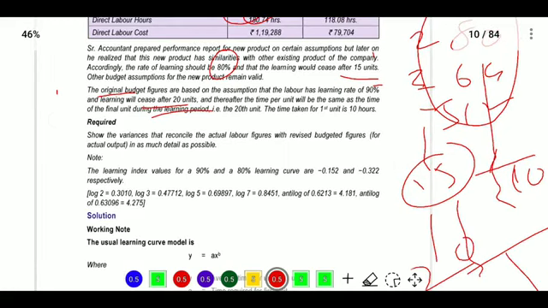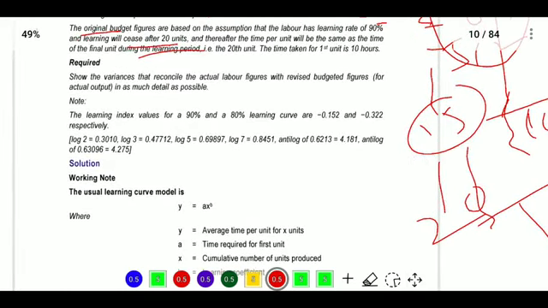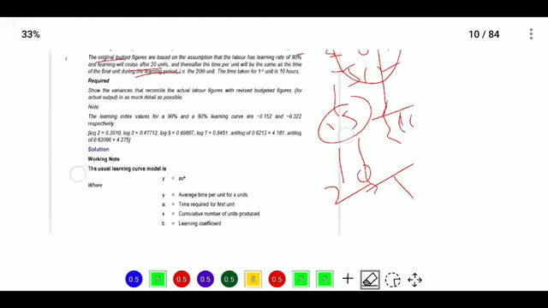Next, what they ask is to show the variances that reconcile the actual labor figures with the revised budget figures for actual output, in as much detail as possible. Next, the learning index values for 90% and 80% learning curves will be minus 0.152 and minus 0.322, and here we will calculate.